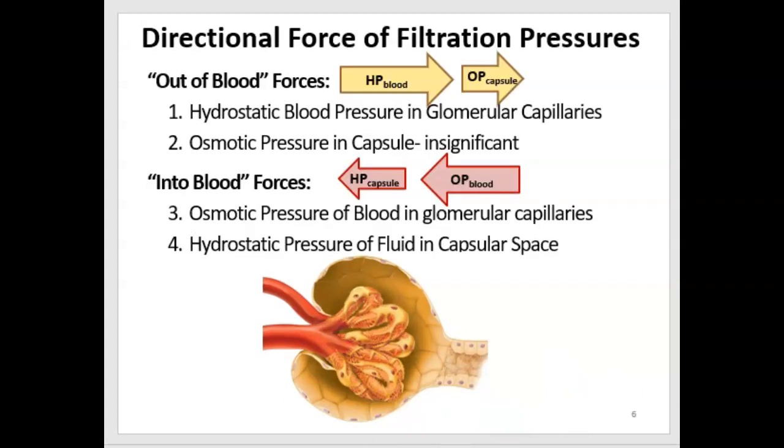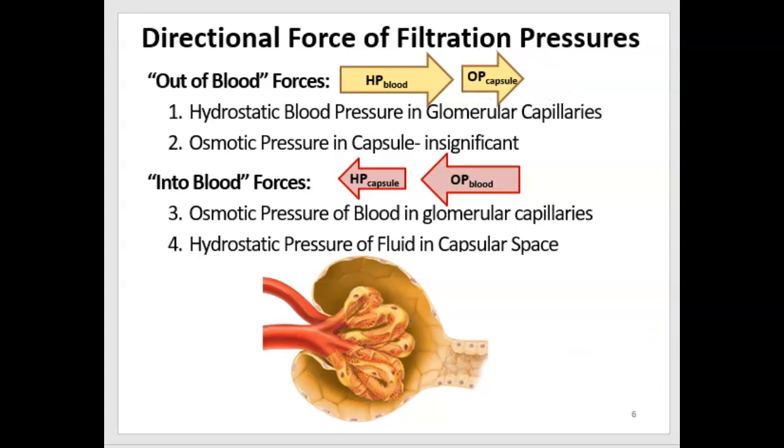So the directional forces you can imagine of these 4 pressures are that the hydrostatic pressure of the blood would cause fluid to leave the blood and probably drag some solutes with it. And an osmotic pressure pulls water towards a space. So, we already know this is negligible, this osmotic pressure in the capsule fluid, but if it existed, it would also pull water and fluid into the capsular space.